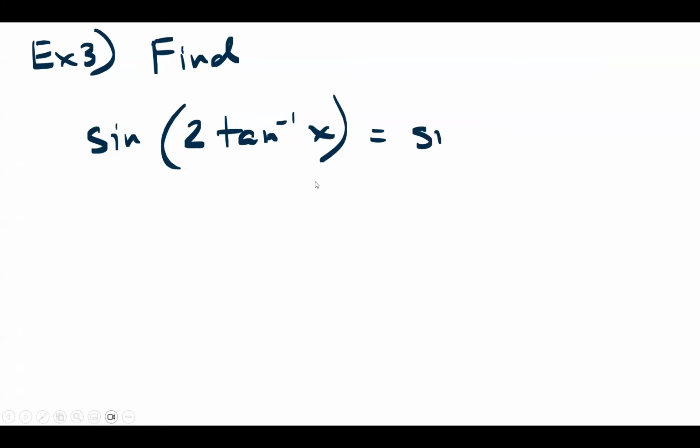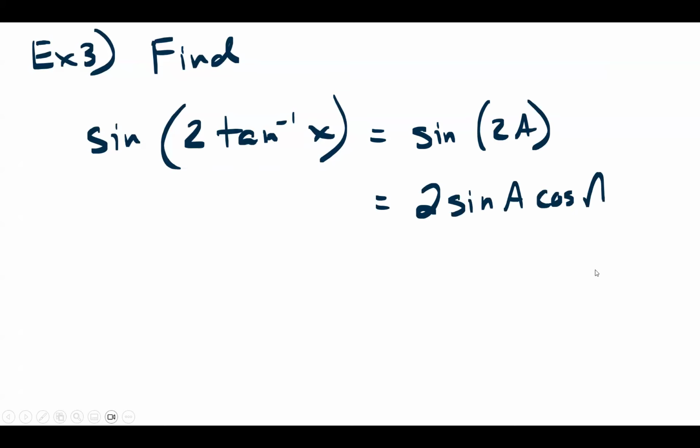So notice what this is going to say. It's going to say sine of 2A. Does that look like something in your notes somewhere? Yes, that is the double angle formula for sine. And what does it equal? 2 sine A cosine A. Perfect. Are we good there? So we need to figure out, based upon this tangent inverse, what would be the sine of this angle, and what would be the cosine of this angle?